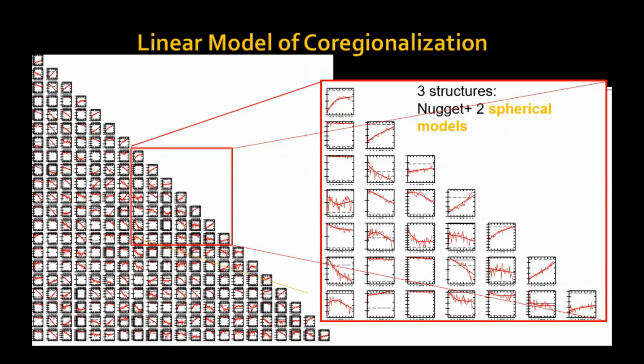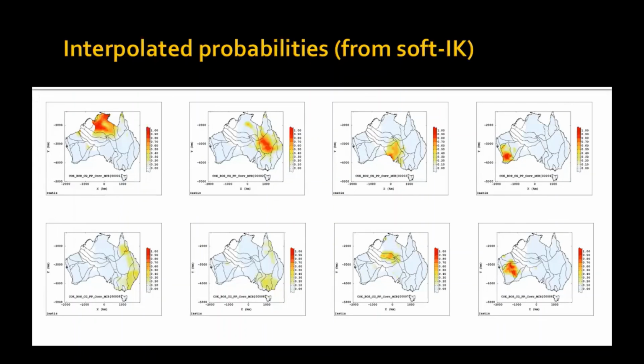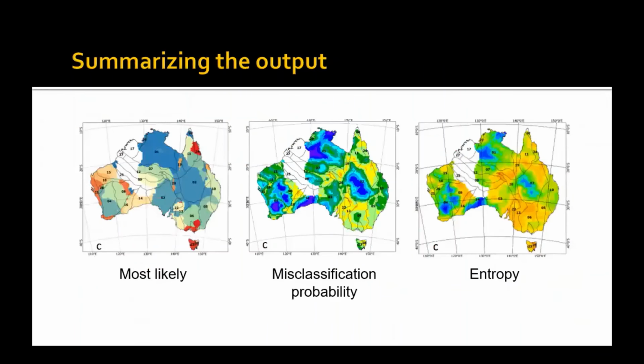So we fitted a linear model of co-regionalization. In other words, a big fat variogram. And then looked at the interpolated data in order to get a smooth image. And of course, you still have your 22 probabilities, which is still 22 maps of probabilities. So we did some post-processing to come up with a most likely map. And that's the one here on the left. So this is the most likely crustal block something belongs to, given the probabilities we saw on the previous slide. But then we could also look at misclassification probabilities and at entropy. Blue in these is low, yellow and red tones are high.